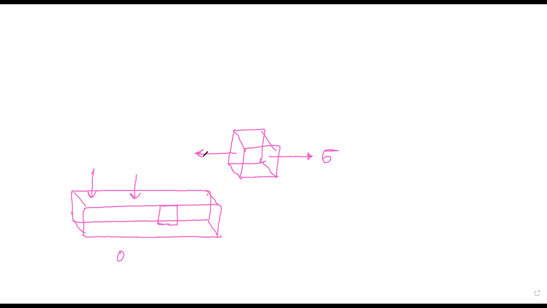Okay, so I will write sigma and sigma. I will write this as sigma. Let's call this sigma x. I know this sigma x and this sigma x will be the same. And this is sigma y, stress acting along the y direction.